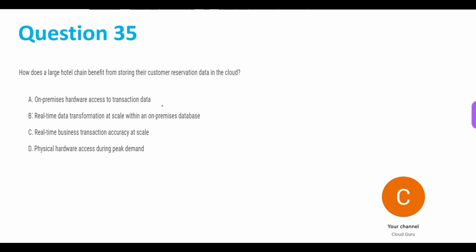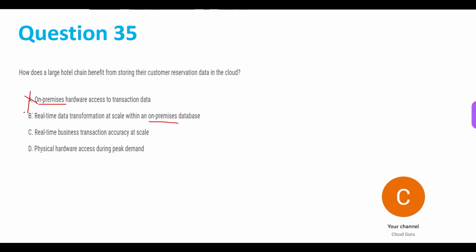Another thing is, you're storing the data in the cloud. Then why would you need on-premises access? That is why in A and B we see on-premises mentioned. Those are not the answers, because the whole purpose of storing the data in the cloud is so that you don't have to deal with the data on-premises. That is why A and B are not the answer. Let's cross those off.